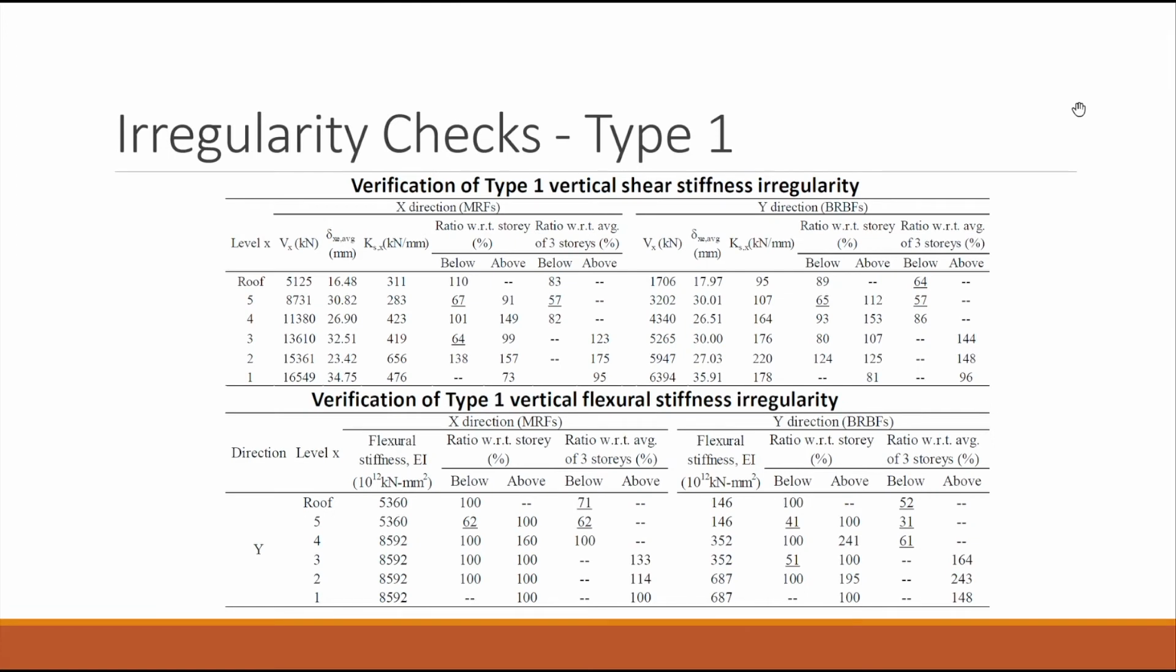By observation, type 2, 3, 4, 5, 8, and 9 irregularities do not apply to our structure. For type 1, vertical stiffness irregularity, shear and flexural lateral stiffness properties were considered separately. Based on the underlined values in both tables, the structure exhibits type 1 irregularity in both directions.